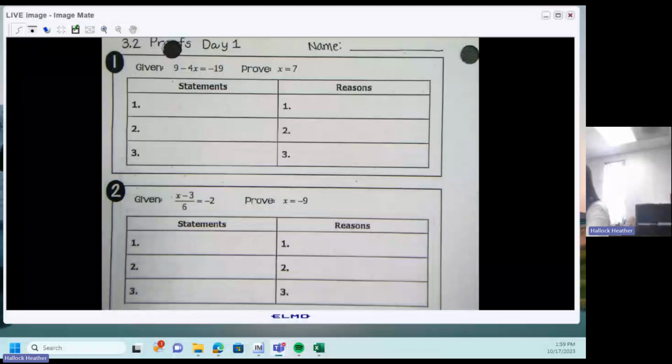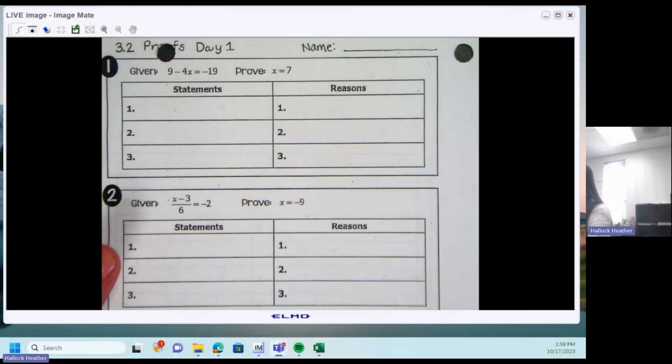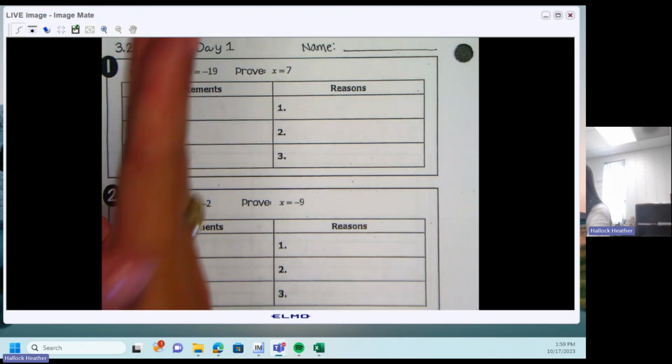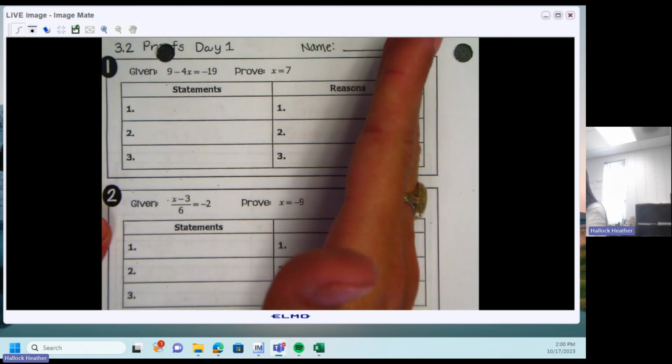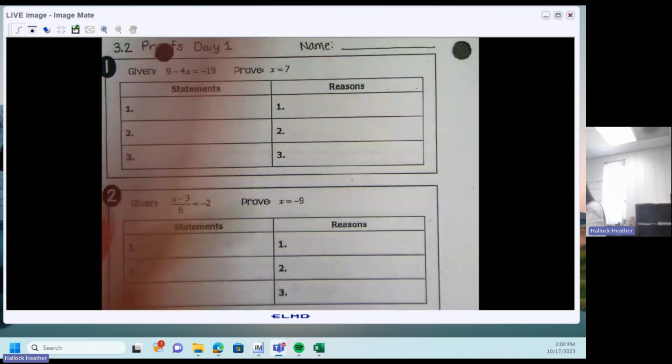Okay, so for today, it's proofs. We're starting proofs. This is kind of like an intro to proofs. It's really just Algebra 1 proofs. The whole point of proofs is to, as you solve a specific problem, justify the reasoning or state the reasoning that you're doing the proof, or what step you're doing.